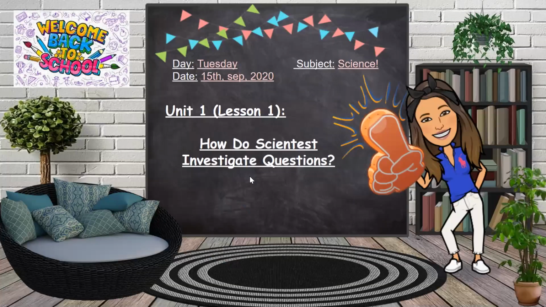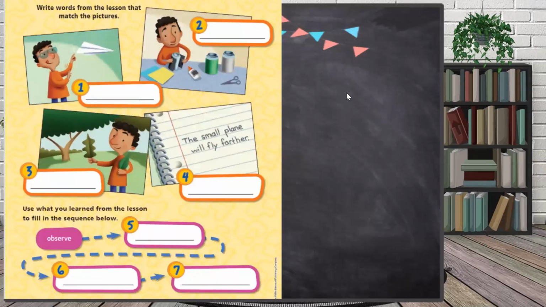Today is Tuesday, it's 15th of September, 2020. We are studying science, unit one, lesson one, how do scientists investigate questions. After a whole week of this lesson, today we are going to sum it up, to measure how you understood our lesson, okay?